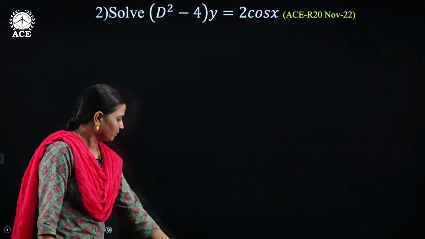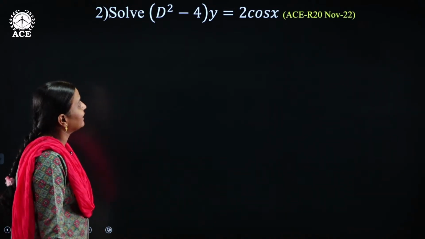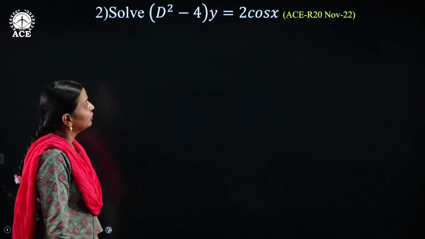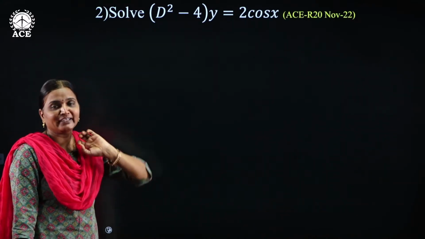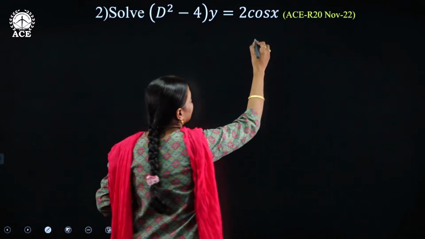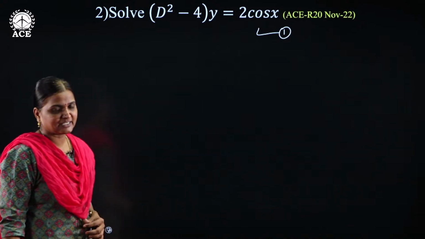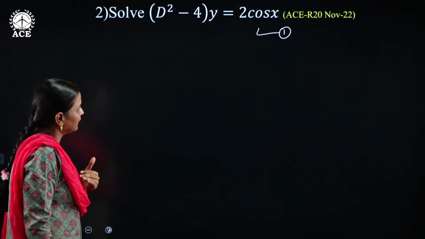Next, solve (D square minus 4) y equal to 2 cos x. Observe the question clearly. Solve means we have to find the general solution. Which equation is this? It is a non-homogeneous equation. If it is a non-homogeneous equation, its general solution contains two parts, the complementary function and the particular integral.